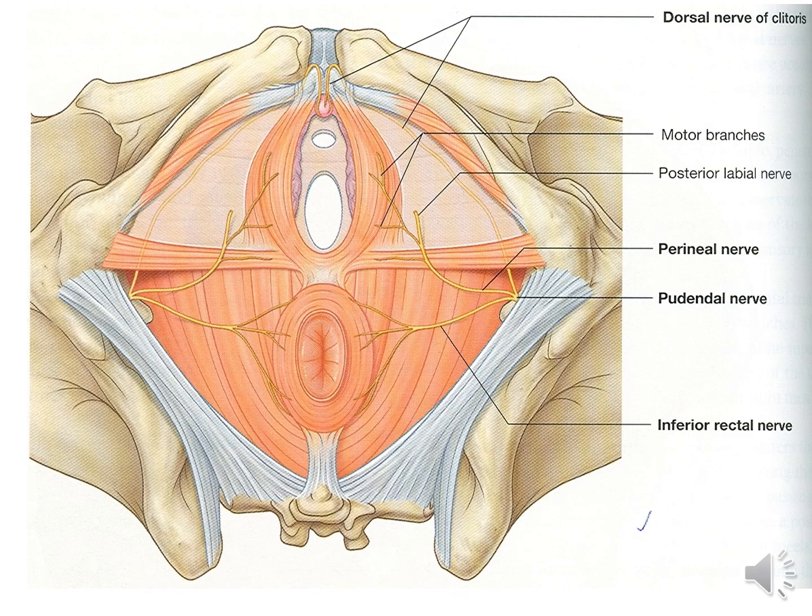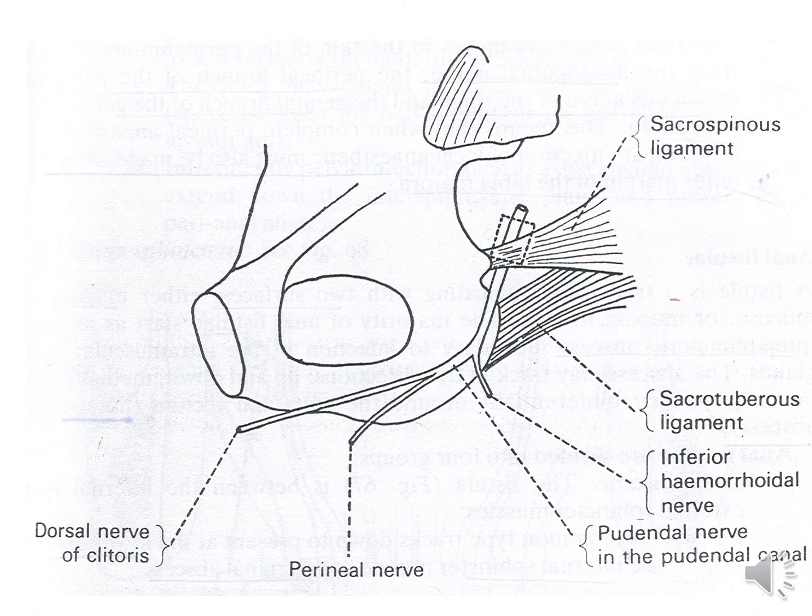Here we can see certain branches of the pudendal nerve and how it supplies various structures in the perineum. This is the female perineum, and we can see it gives the inferior rectal nerve first of all in the pudendal canal itself, which supplies the anal margin, and then the dorsal nerve of clitoris and the posterior labial nerve in the female. The perineal nerve divides into its terminal branches, the posterior labial nerve and the dorsal nerve of clitoris.